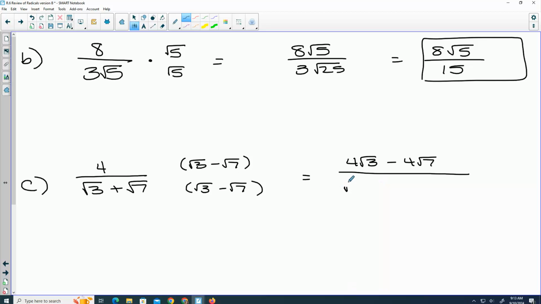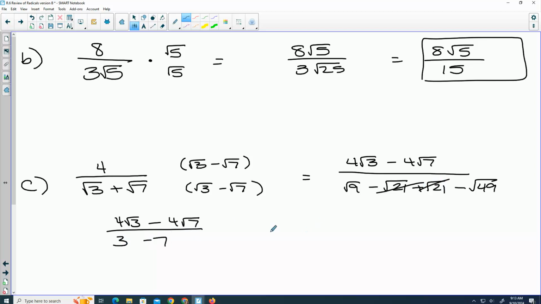So we get the square root of 9. If you choose to show it, minus radical 21 and plus radical 21, but like Selby said, those will cancel, so if you don't write it out, that's fine. So I get 4 radical 3 minus 4 radical 7. Square root of 9 is 3. These drop, minus 7.